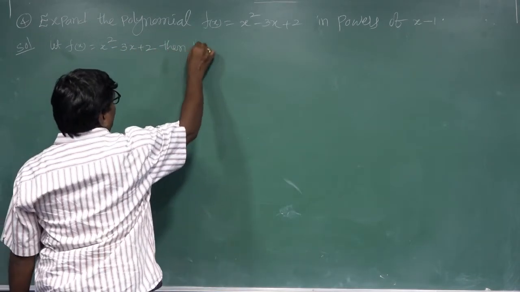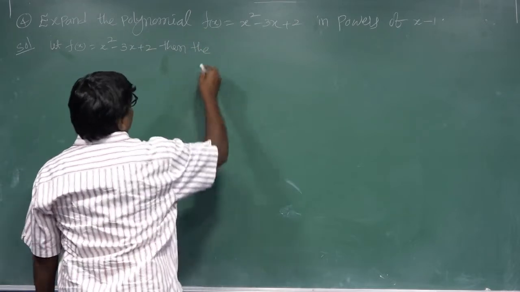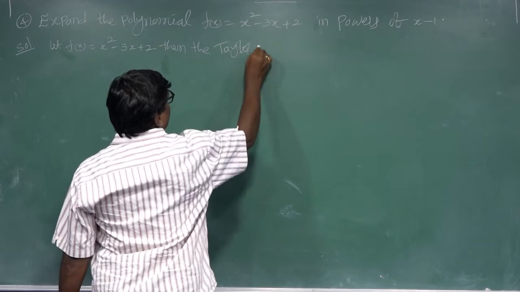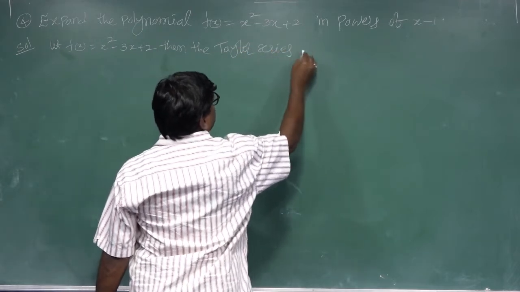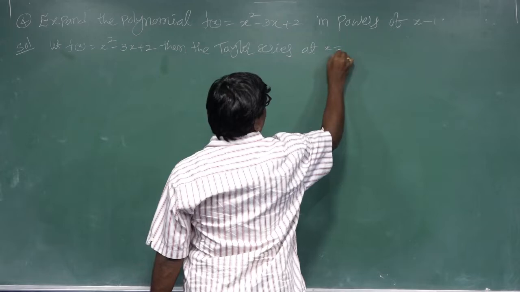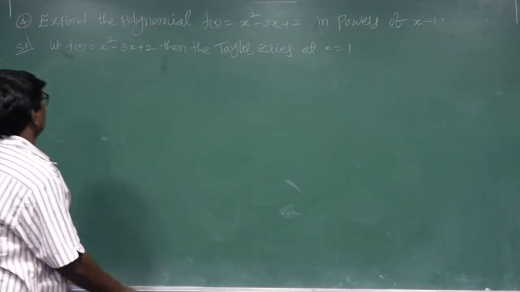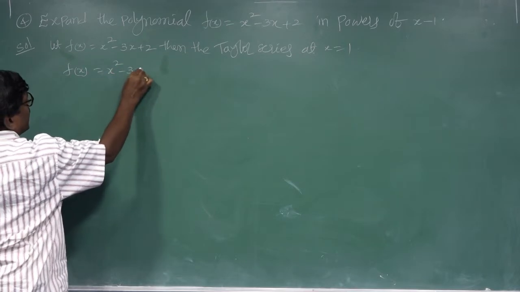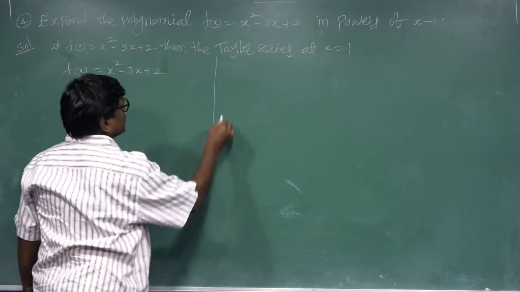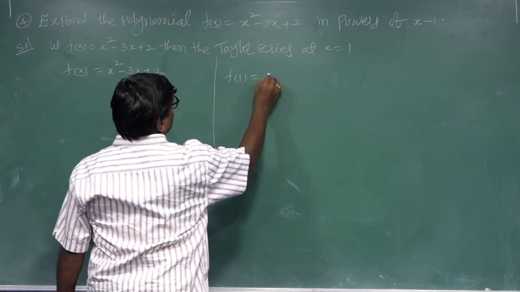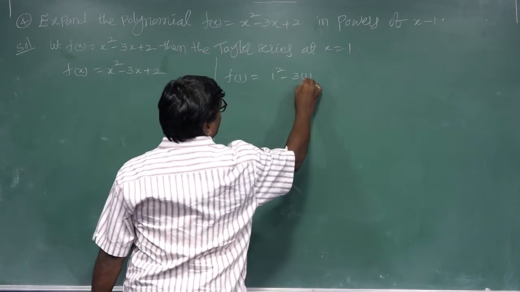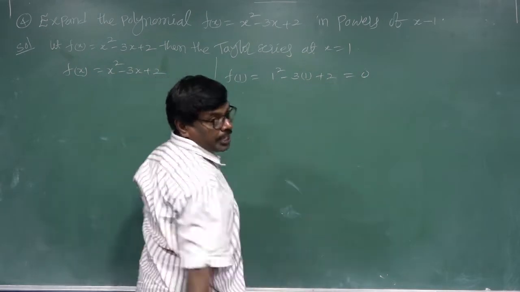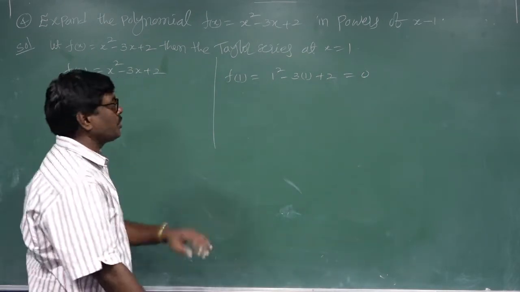Then the Taylor series at x = 1. f(x) = x² − 3x + 2. Now f(1) = 1² − 3(1) + 2 = 1 − 3 + 2 = 0.